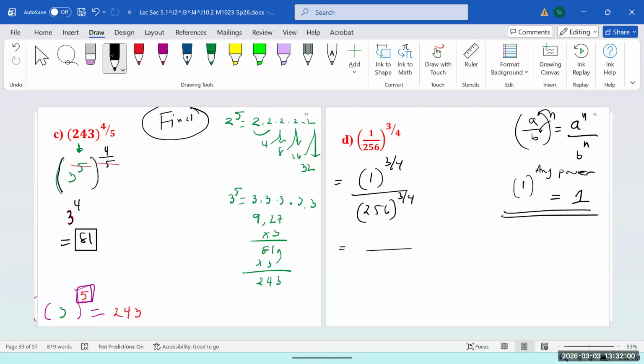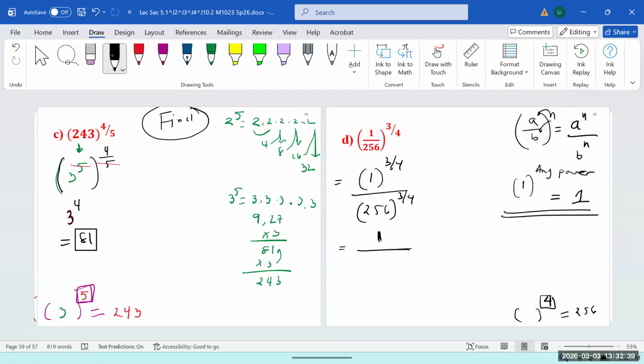So what is our numerator here? What is 1 to the 3/4 power? 1. So for the numerator, you don't have to do any math. All you have to do is work on the denominator, simplify that. So go ahead, try that. What are you looking for here? What number to the what equals what? What power? 256. What number, when you multiply 4 times, the result is the base 256?